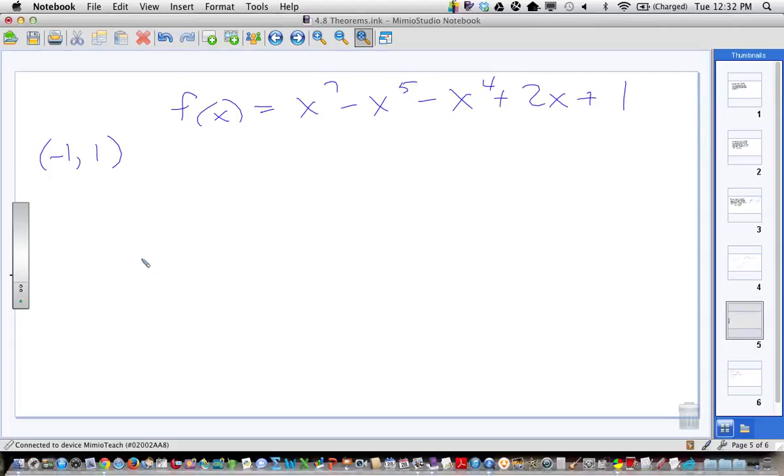What do you do? It's the mean value theorem. Now, when it says explain, you don't have to restate the mean value theorem, but you better talk about the parts of it that are important. In other words, this is a differentiable function, so the hypothesis of the mean value theorem works.